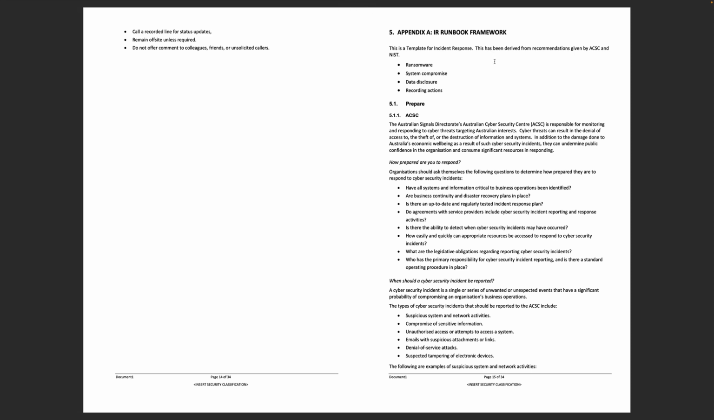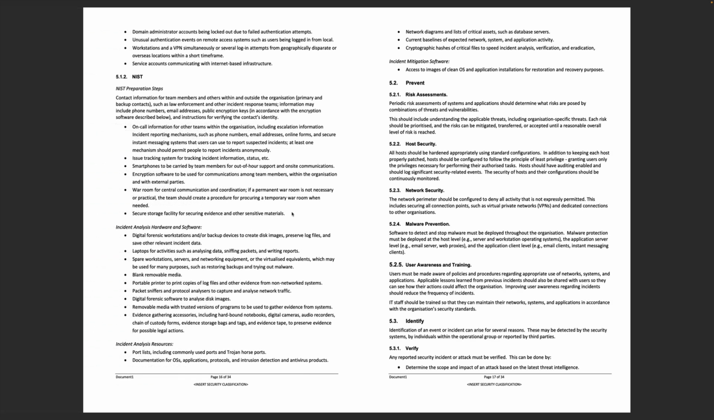Now I get through in page 15, we're looking at the IR runbook framework. So what is it? Template for incident response derived from recommendations given by the Australian Cybersecurity Centre, ACSC, and NIST, the National Institute of Standards and Technology in the US. So if you are in the UK or India or somewhere else, you would just change ACSC to be your respective organisation, or indeed if you are in a country where you don't have one, you could probably just simply stick with this exactly as it is.